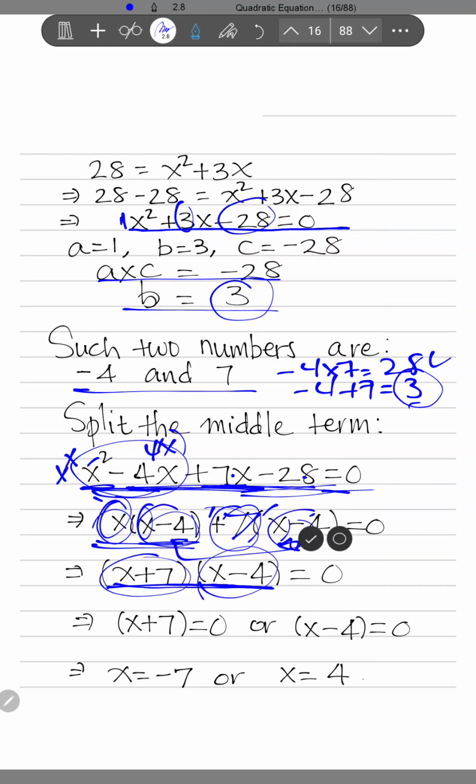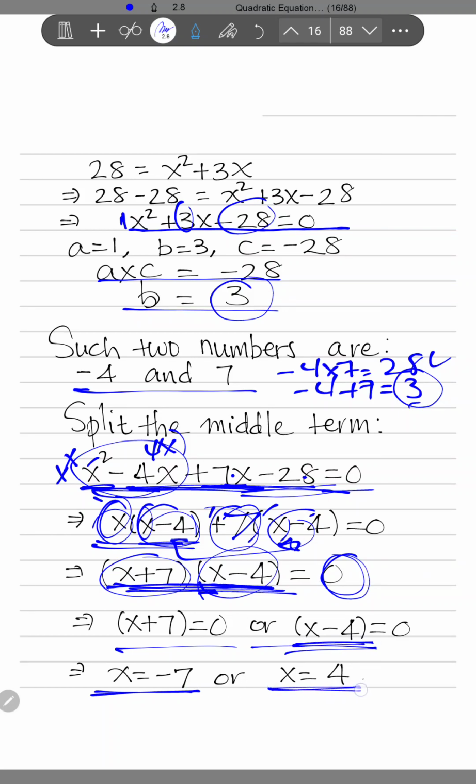So these two products will give you the original quadratic equation. The product of these two numbers is 0. So what it means, either one part of it is 0 or the other. That's the thing. So x plus 7 is equal to 0, x is equal to minus 7. x minus 4 is equal to 0, x is equal to 4.